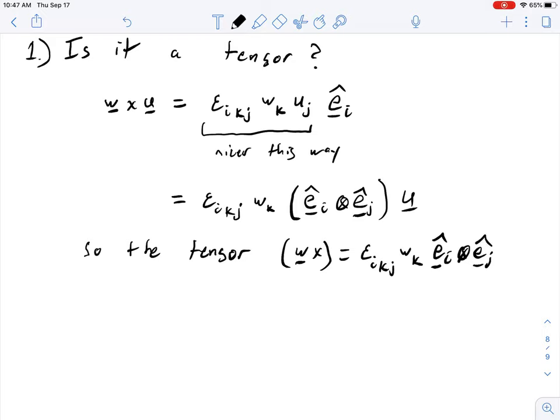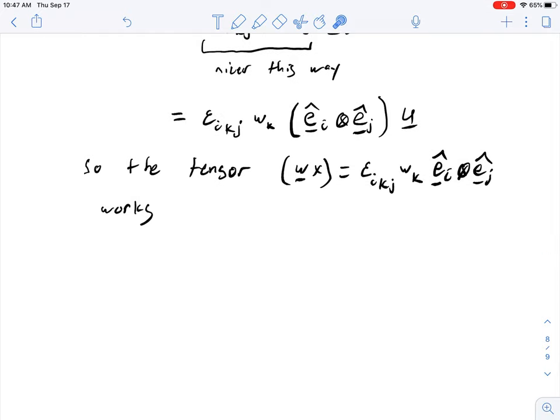So that tensor does what we want it to do to every vector u. Since two tensors are equal if they do the same thing to every vector, then it's unique, and it is exactly this tensor that w cross is equal to. So now I'm stipulating that it is skew symmetric, but we can show that it is.